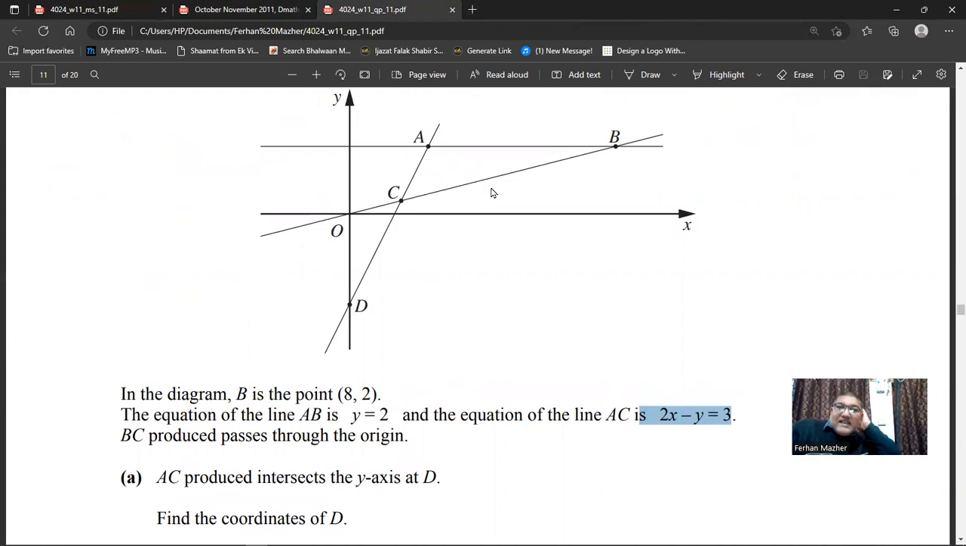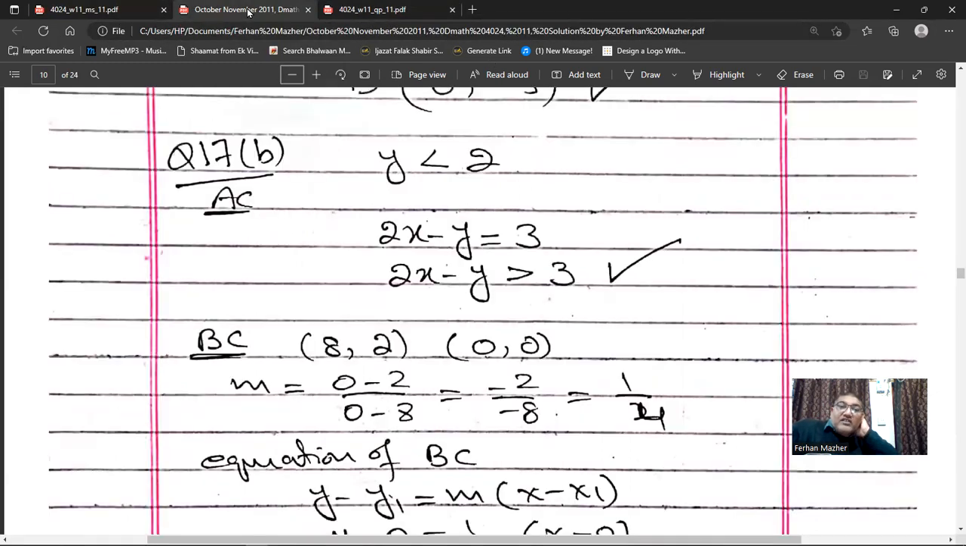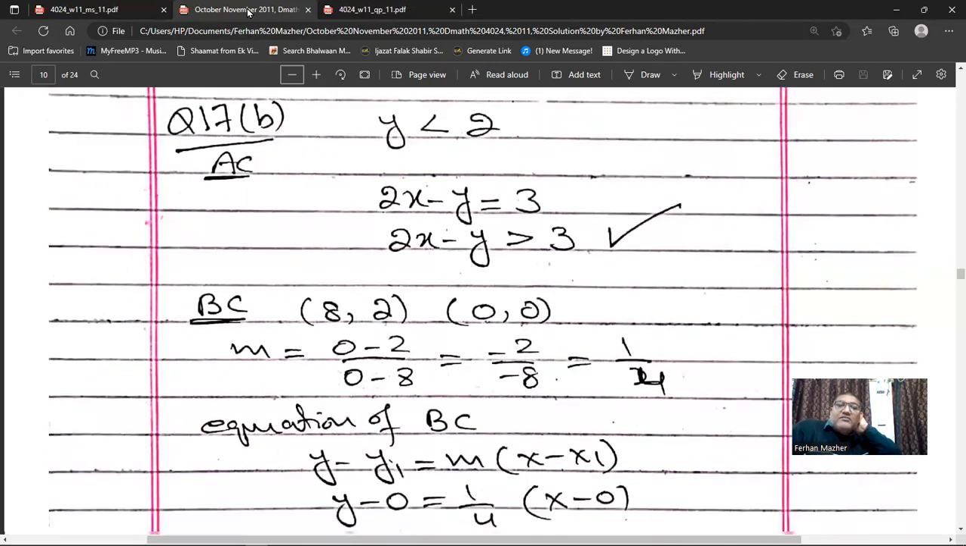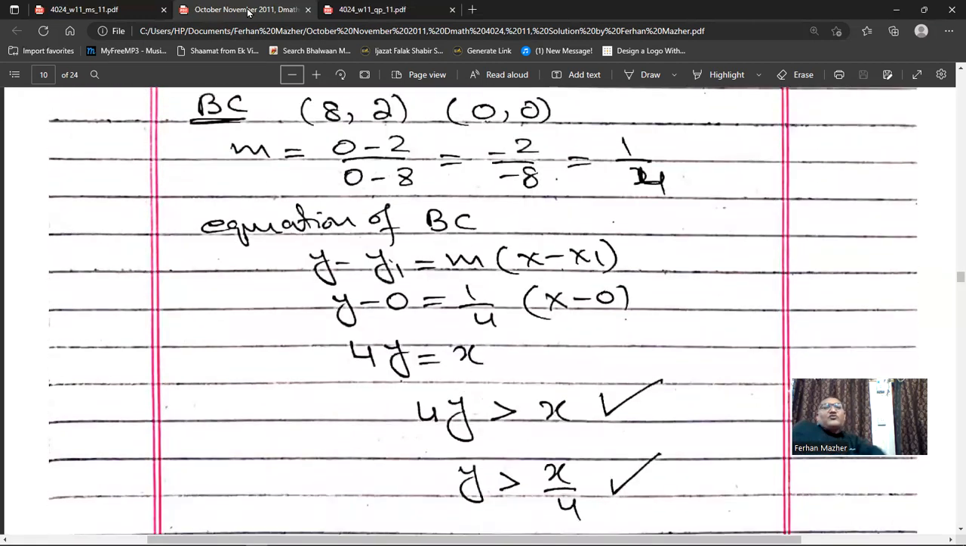Then we have the other line, that is the BC line. I need to find out first of all its equation. So the BC line has 2 points on it. One is the point B, which is 8 comma 2. The other point is the origin, that is 0 comma 0. So on this basis, I will first of all find the gradient of the BC line.